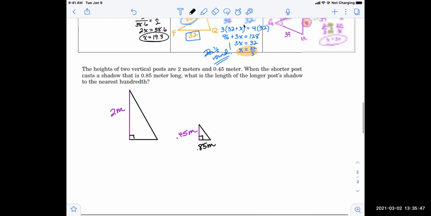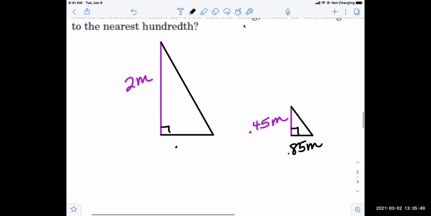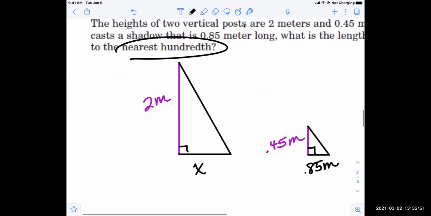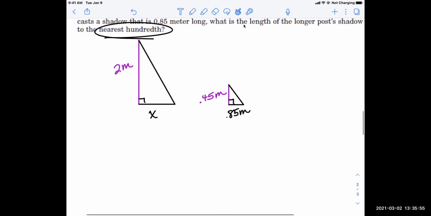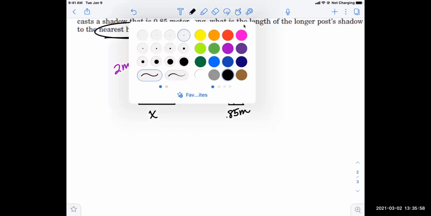And then the length of the longer post shadow is what we're looking for, and pay attention to the rounding. Okay, so I need a proportion. Jerron, can you give me a proportion?